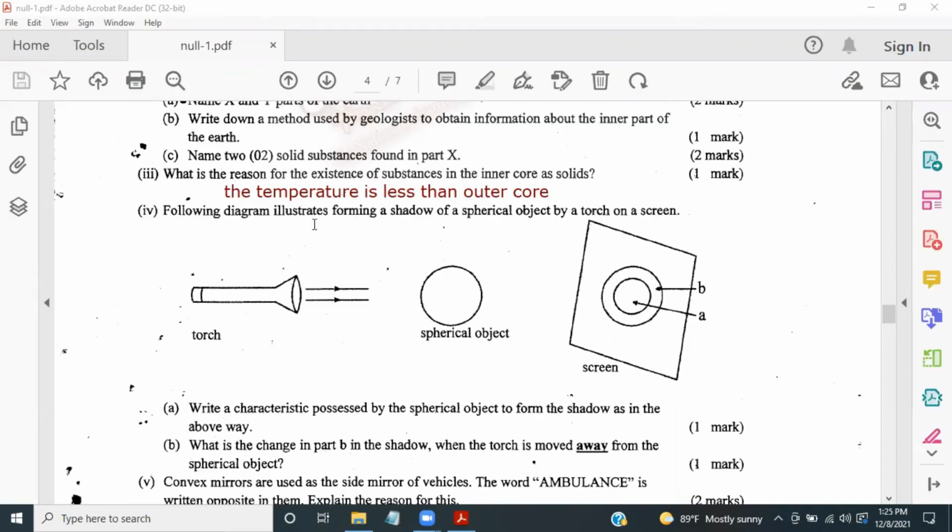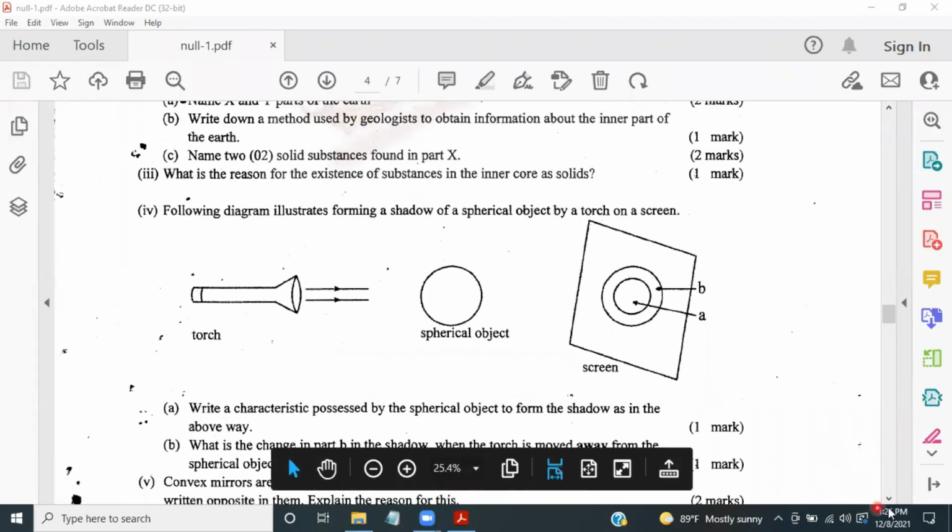The following diagram illustrates the forming of a shadow of a spherical object by a torch on a screen. Write a characteristic possessed by the spherical object to form the shadow in the above way. The spherical object should be opaque. Opaque means the shadow is seen only if the light does not pass through this object.